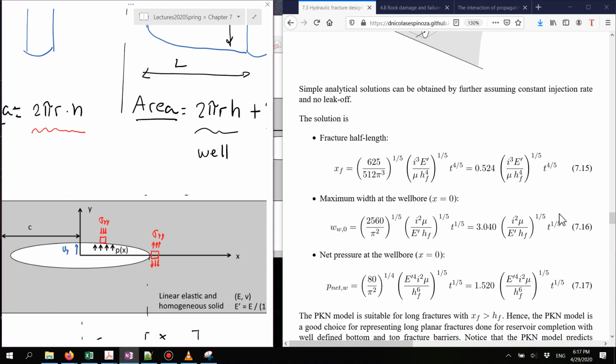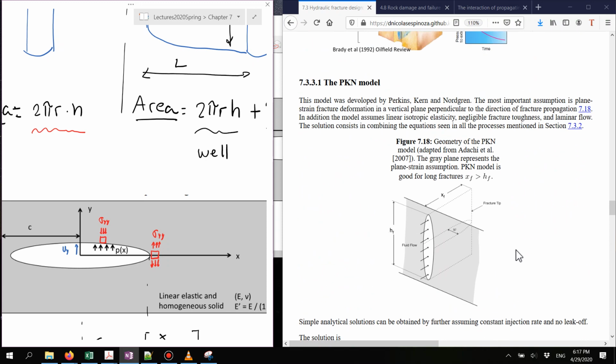But in general, what these equations predict is that the fracture half length is going to increase to the power of 4/5 with time. It makes sense that as time increases, the fracture length is going to increase. The equations also predict that the width is going to increase with time to the power of 1/5. And these equations also predict that the net pressure is going to increase with the power of 1/5. And you will see that this is something that might be different in the other models. But I just wanted to highlight that.